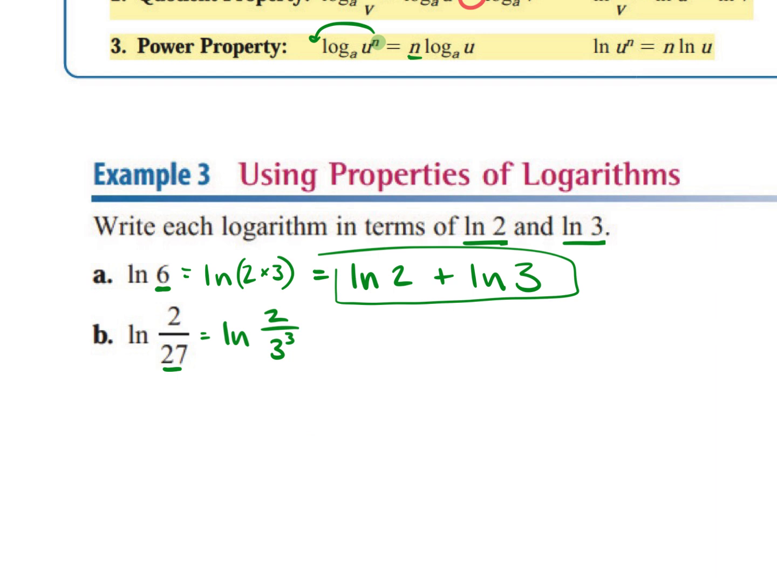Well, if we wanted to break this apart and we're using division, what would we do? What goes with division? Subtraction. So we'd take the ln of 2 minus the ln of 3 to the third power. Now when we have an exponent, what do we do with our exponent? Move it in front as a coefficient. So we're going to put it in front of that ln that it's attached to, not in front of the whole thing, just the ln that it's attached to. So here we have ln of 2 minus 3 ln 3.